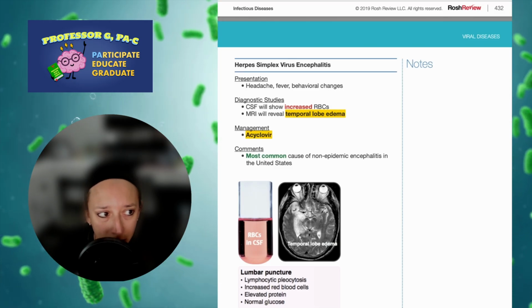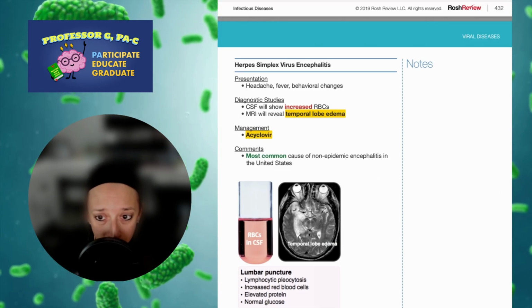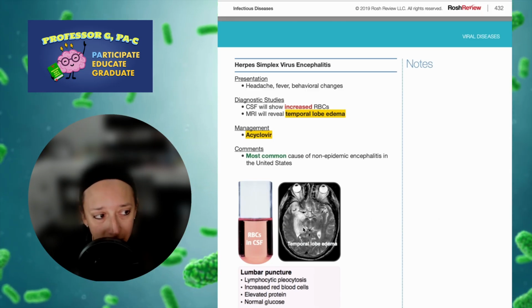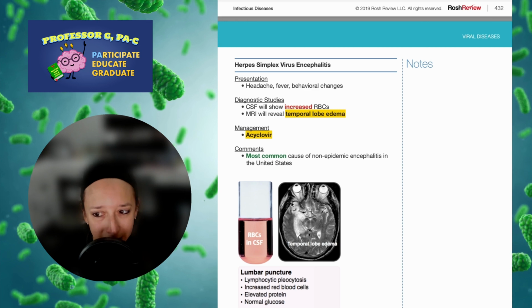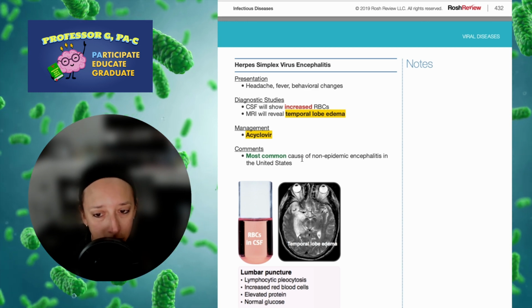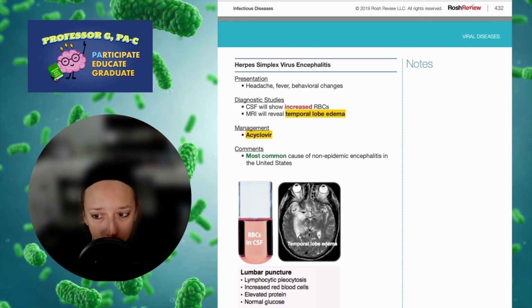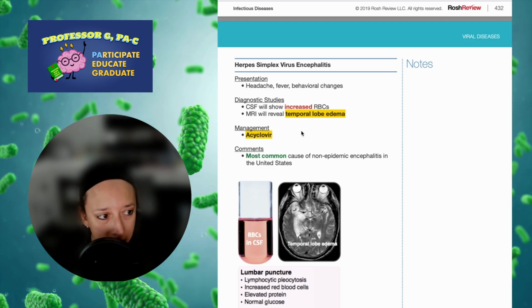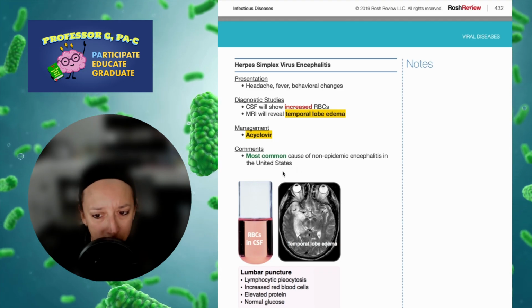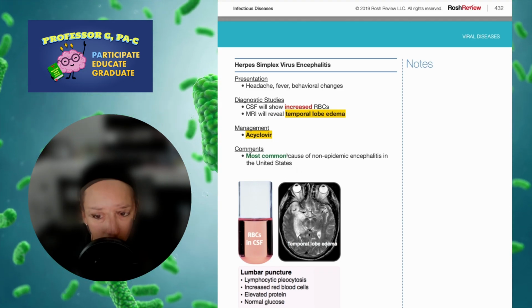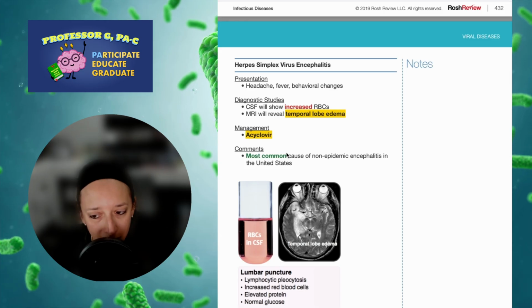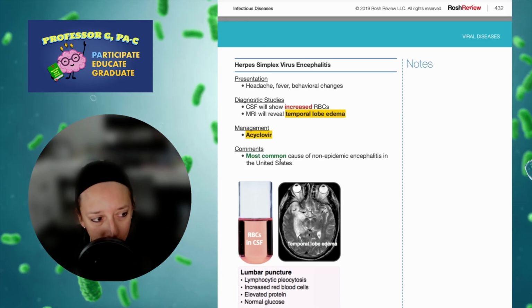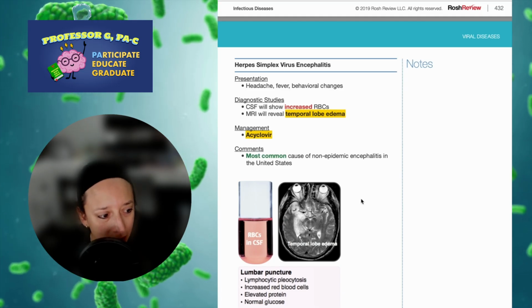HSV encephalitis is usually caused by HSV-1 reactivation involving the temporal lobe. Presentation, they're going to have fever, altered mental status, and seizures. And the diagnosis is going to be via MRI. It's going to show temporal lobe enhancement, and CSF might show some lymphocytic pleocytosis with an elevated RBC count. As far as management, we want to do IV acyclovir immediately. A good tip here is temporal lobe findings plus RBCs in the CSF equals HSV encephalitis. And it is the most common cause of non-epidemic encephalitis in the United States.